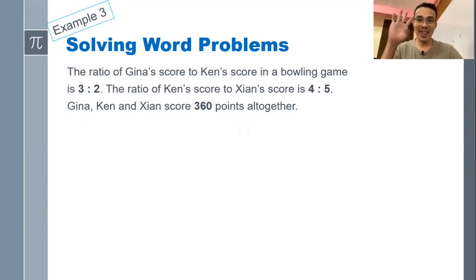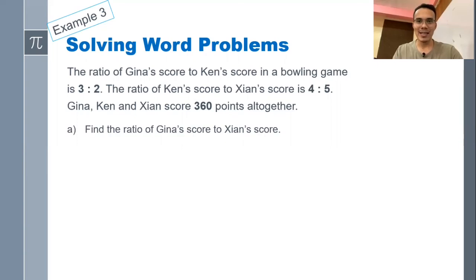There are 3 people involved in the problem. These people are Gina, Ken, and Zian. The problem talks about the scores of these people in a bowling game. I'm going to solve this problem using method number 1. It means I'm not going to use a bar model. Let's have question letter A.